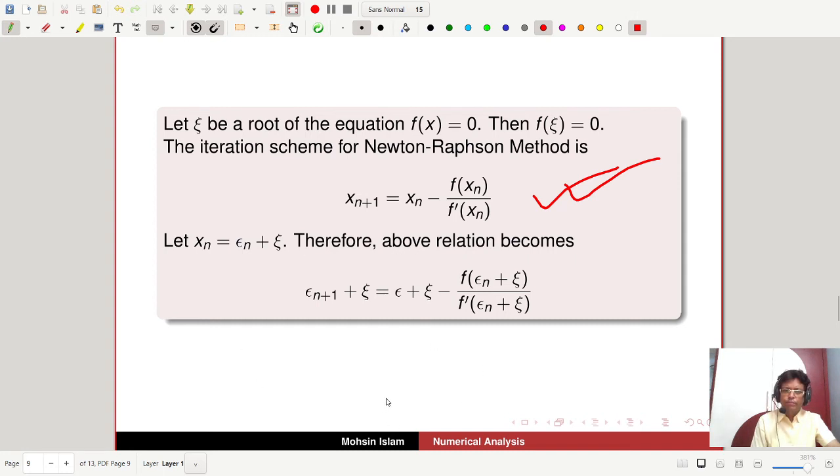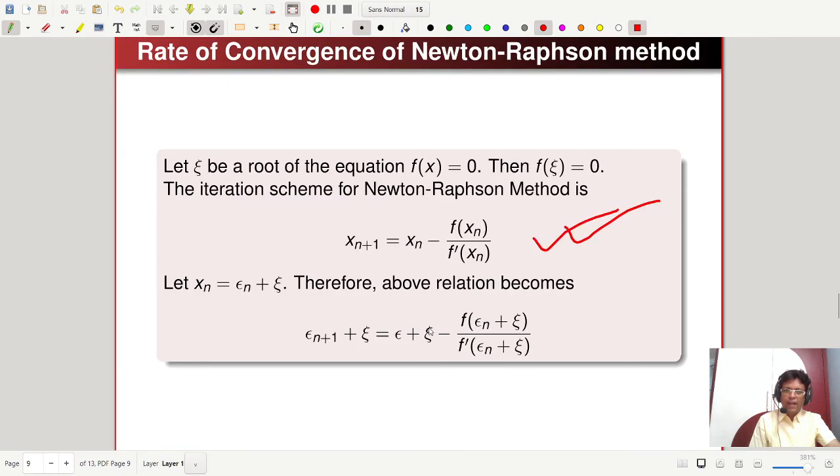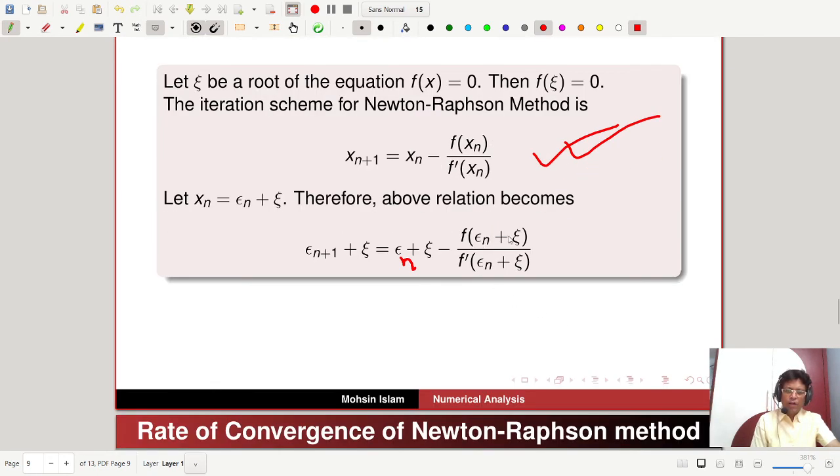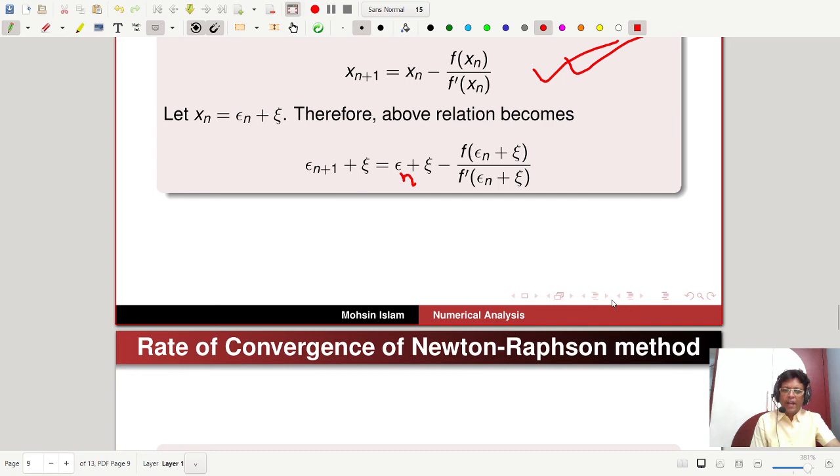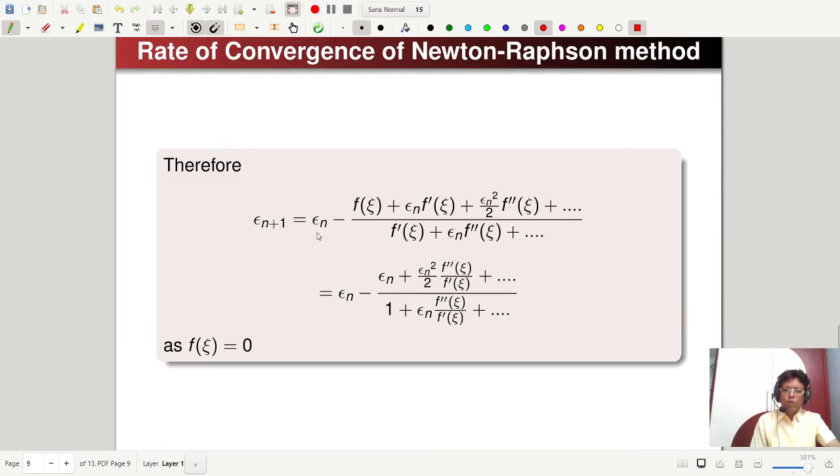Therefore, the above relation becomes, if you substitute, xn is epsilon n plus xi and xn+1 is epsilon n+1 plus xi. And f(xn) is f(epsilon n plus xi), f'(xn) is f'(epsilon n plus xi). Cancel xi from both sides. You have epsilon n+1 equal to epsilon n minus the ratio.